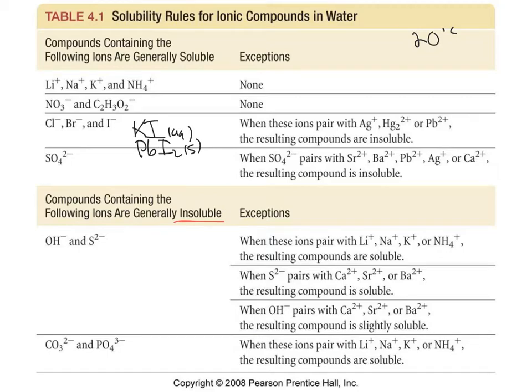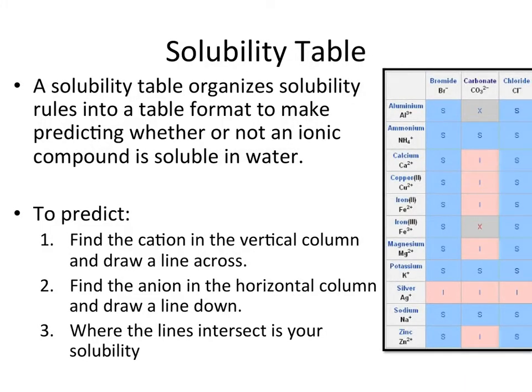There are different mnemonics that will help you memorize that, but there's also something that we've done that makes things a little bit easier. We've created something called a solubility table, and it just organizes these rules that you saw in the previous one to allow for an easy way of predicting whether or not a compound is soluble in water. So basically, let's say, for example, we have copper 2 carbonate, so that would be CuCO3.